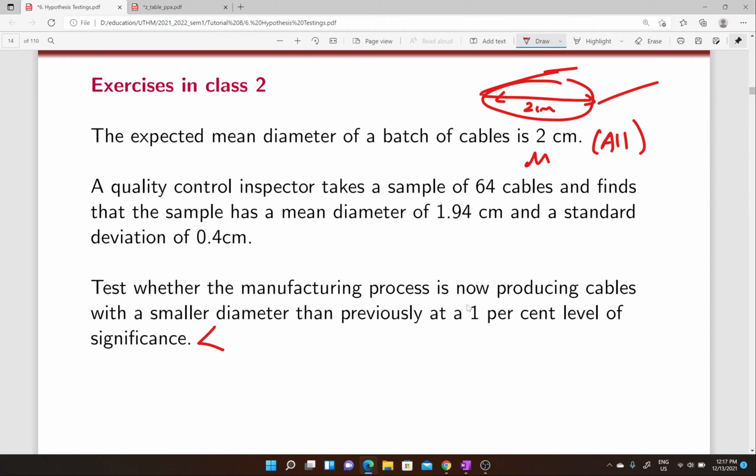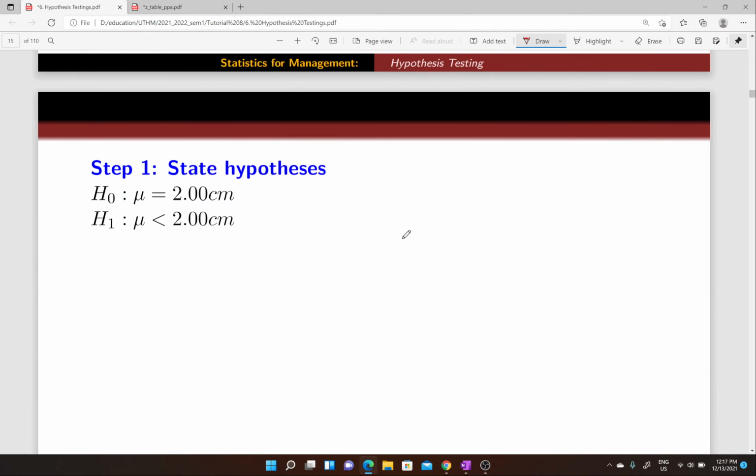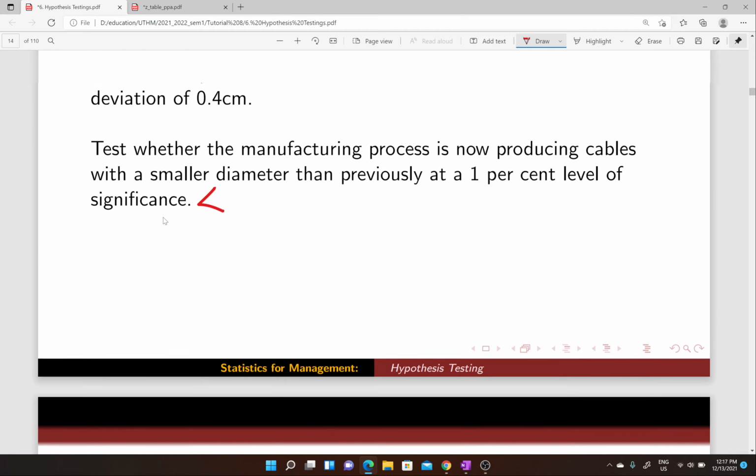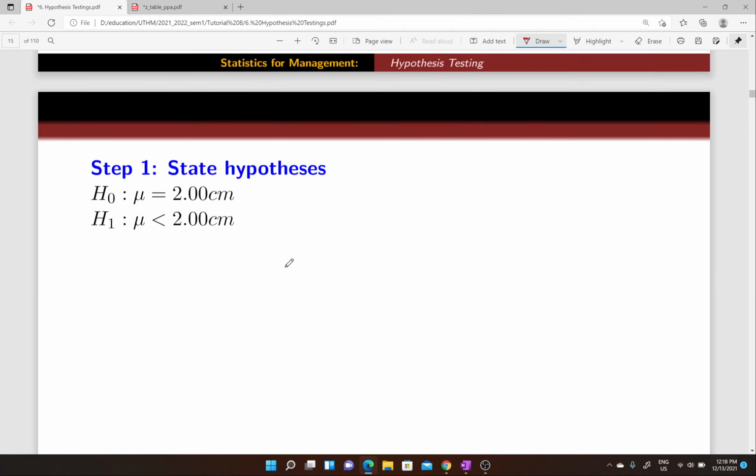So let us see. Again, what is the hypothesis? As I told you, the null hypothesis is always equal to 2 cm. And for the alternative hypothesis, as we already see from the text, we want to test whether the diameter is smaller, so we put less than here.